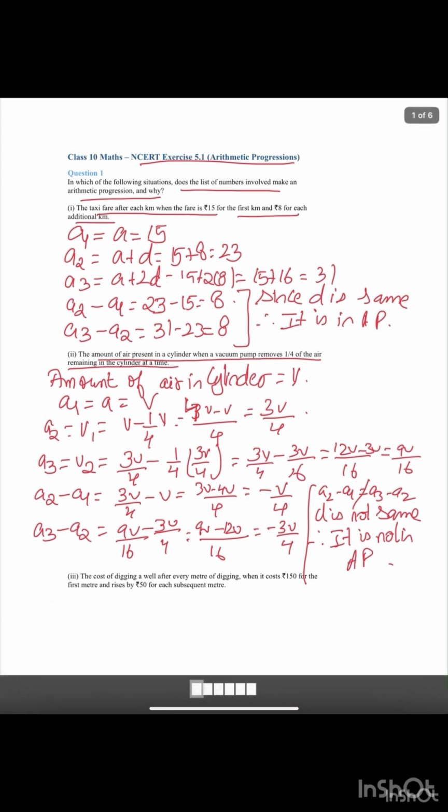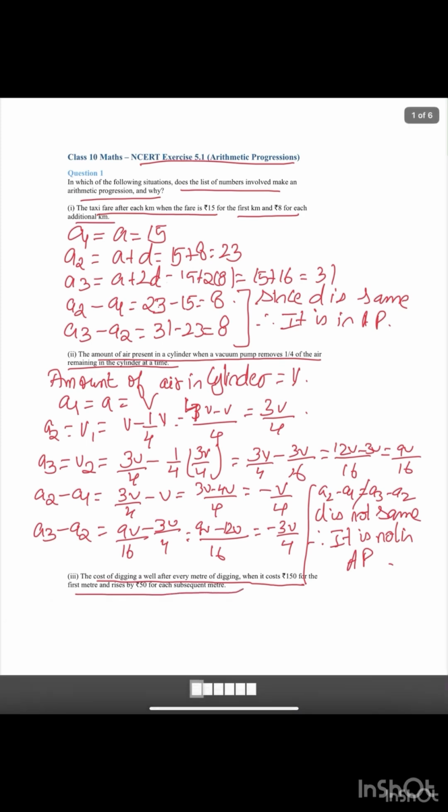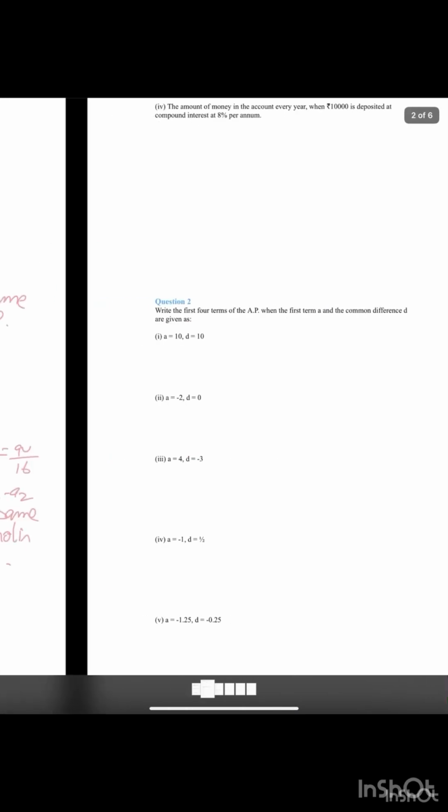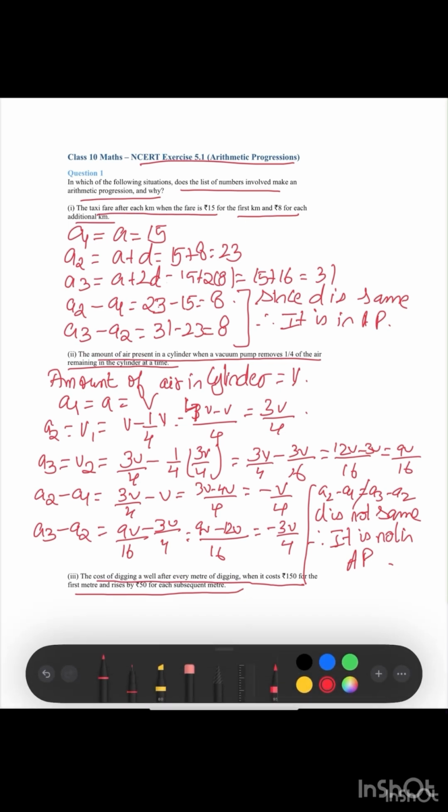The next question is the cost of digging a well. After every meter of digging, it is 150 rupees for the first meter and 50 for each subsequent meter. In this case, the first meter is 150 rupees, so A1 is equal to A is equal to 150 rupees. Further, for every subsequent meter we are adding 50 rupees. So A2 will become A plus D, that is 150 plus 50, which is 200.